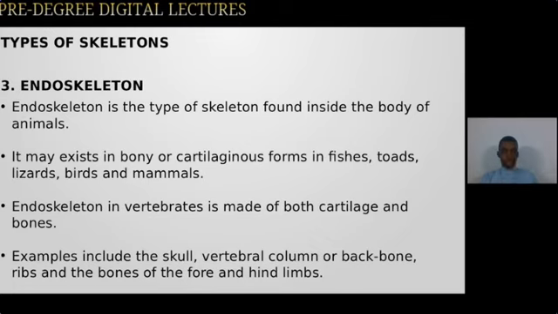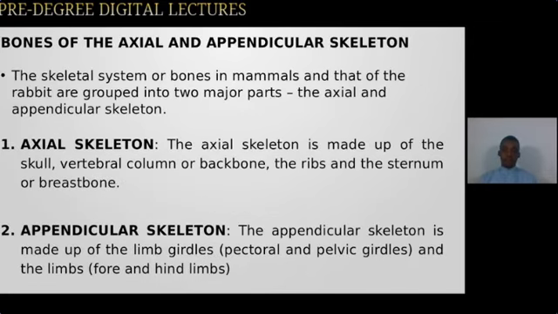The third type of skeleton is endoskeleton. It is found on the inside of the body of animals, and it may exist either as a bony form or cartilaginous form, like we've said before. And in vertebrates, it is a mixture of both. Examples include the skull, vertebral column, and bones of the hands and legs.